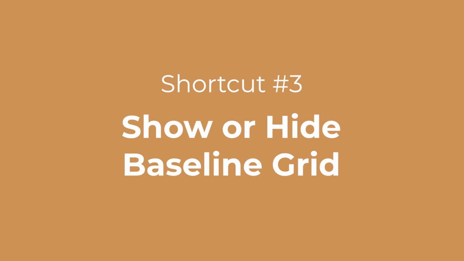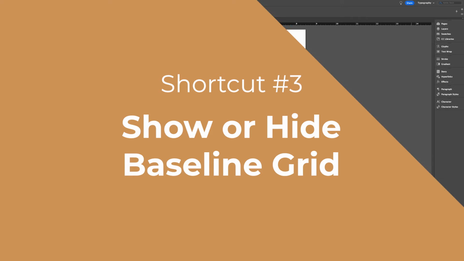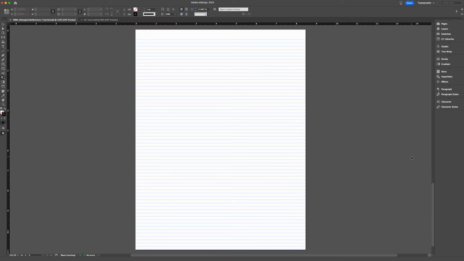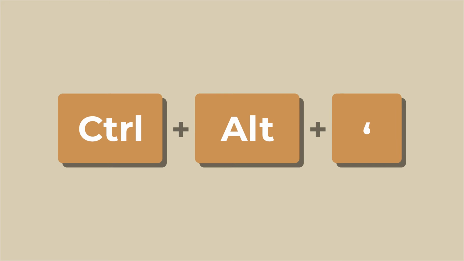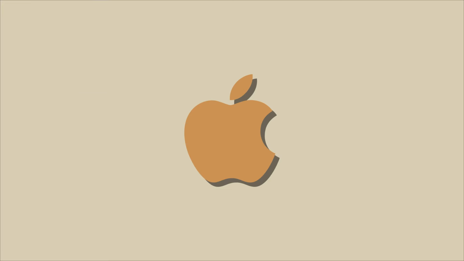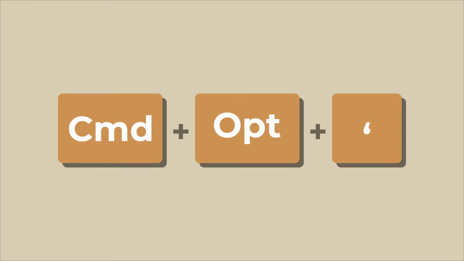Now what if you would like to turn on or off your baseline grid? Baseline grids can be super useful when working with type layouts. To show or hide your baseline grid on a Windows computer, use the shortcut Control quote. If you're on a Mac, that would be Command quote.